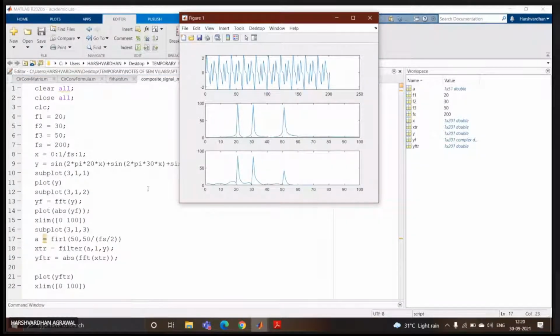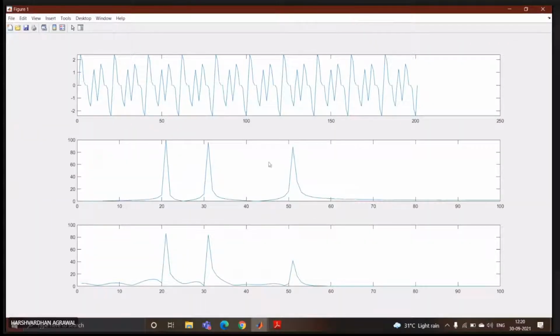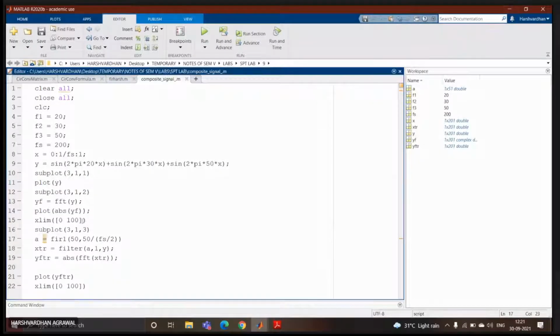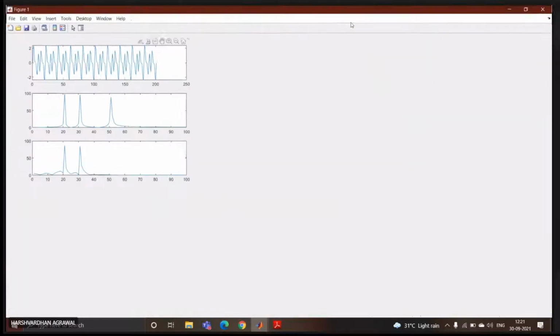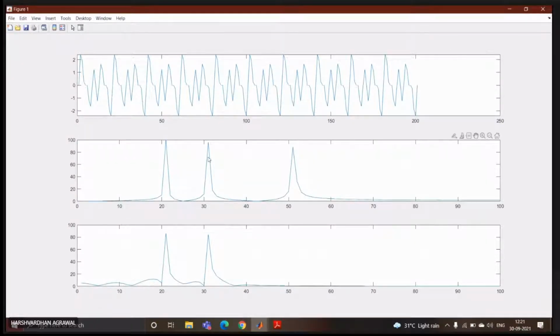Are you getting it now? Yes, sir. Now we need to change the cutoff frequency. Cutoff frequency, you had kept 50, right? Yes, sir. Yes, change it. Yes, 40. Yes, we are getting it. Now you are getting it? Yes. Okay. So this is now the low pass filter design.